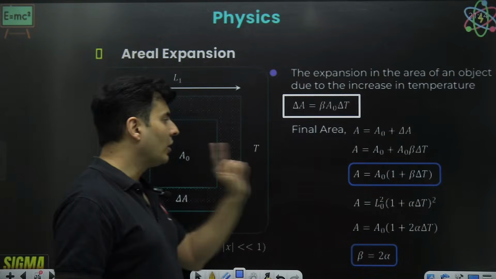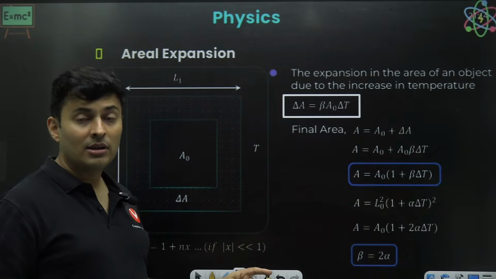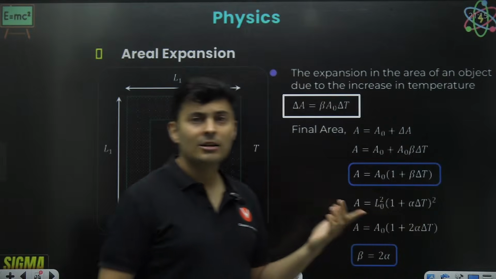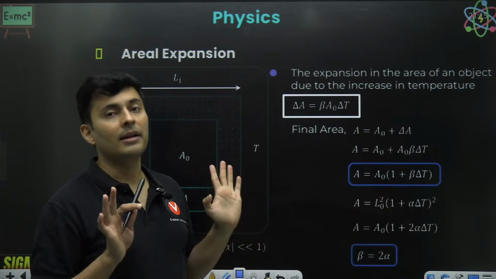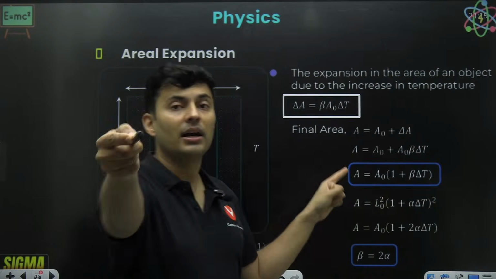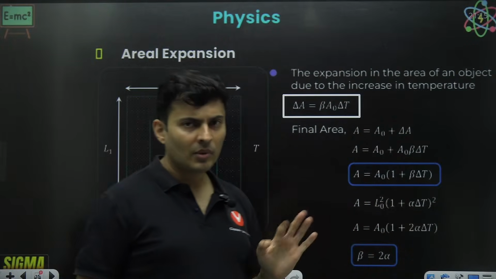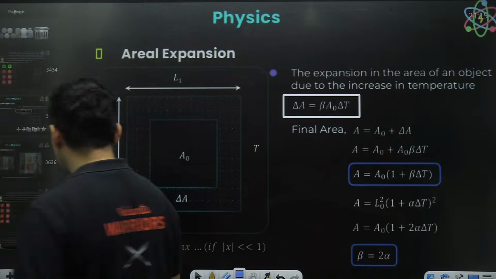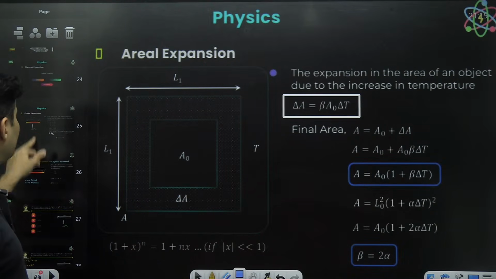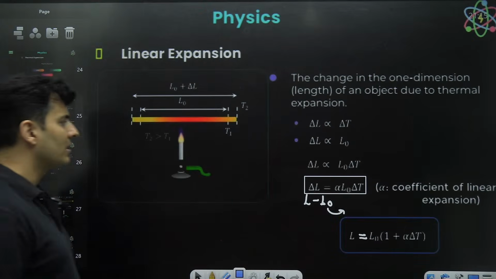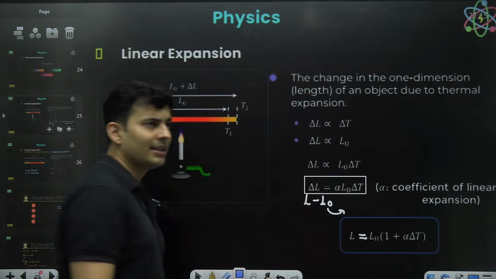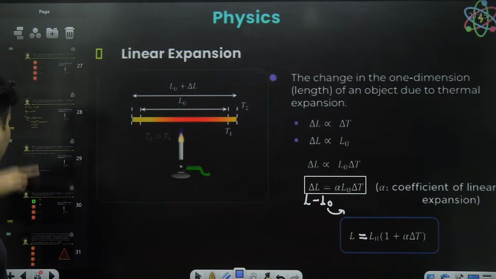Having said that, you can also use the same relationship which you studied in length. Final length is original length into 1 plus alpha delta t, but length being replaced by area. Final area is original area into 1 plus beta into delta t. That's all. Okay, so keep this in mind. This is very, very similar. If you want, I will make you see both of these equations together. Look at these two equations, and then look at this equation. Delta L is alpha L naught delta T. Final length is original length into 1 plus alpha delta T. I hope you are seeing a lot of similarity out here.